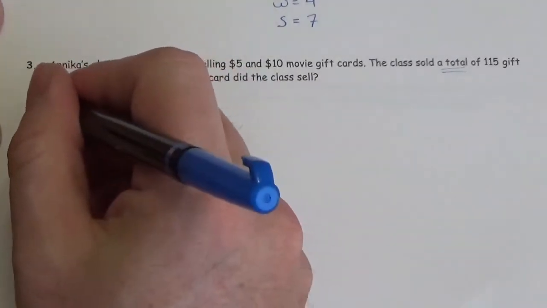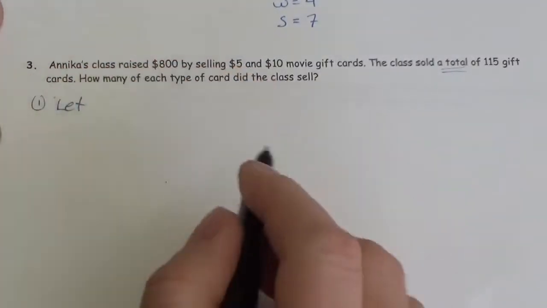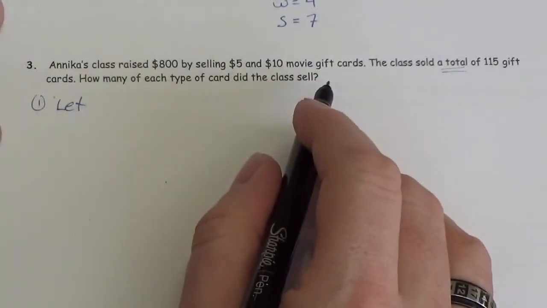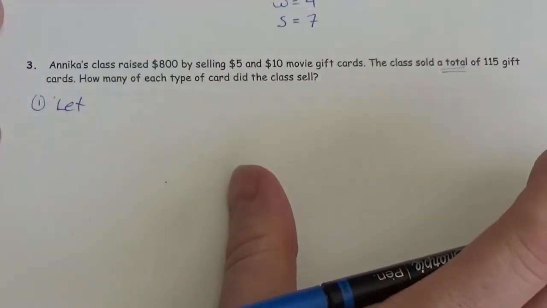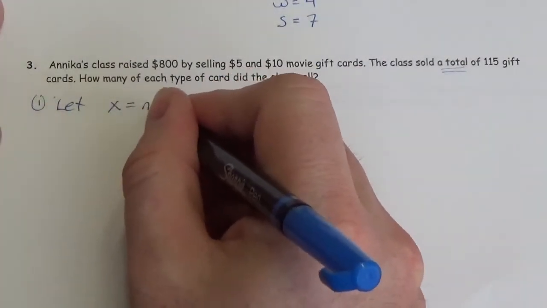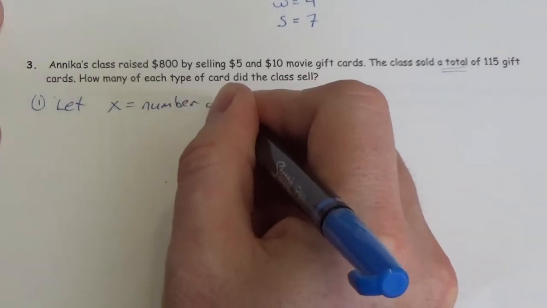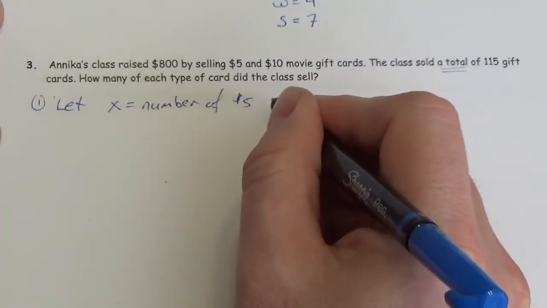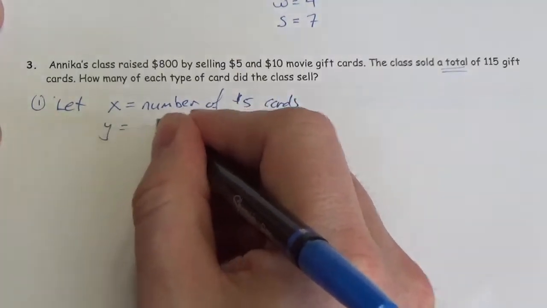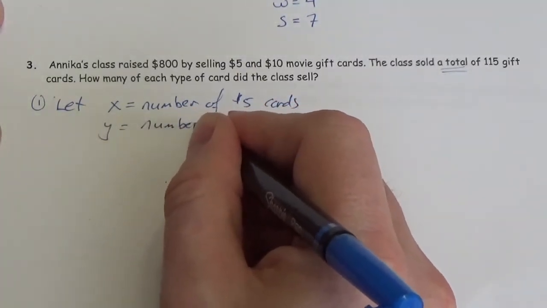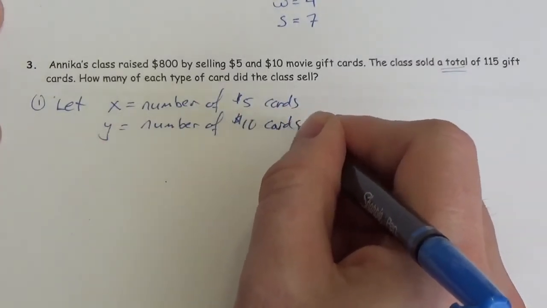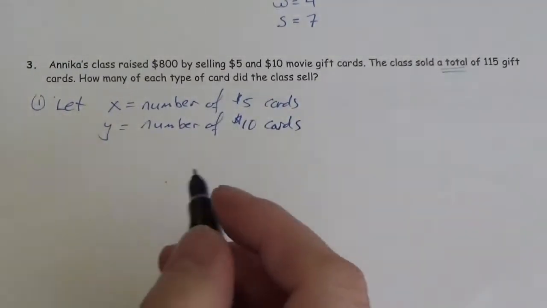So we're going to start with our let. Because there's really no reason to pick one letter over another here, let's go back to our favorites. Let X be the number of $5 cards, and we'll let Y equal the number of $10 cards. So there's our first step right there.